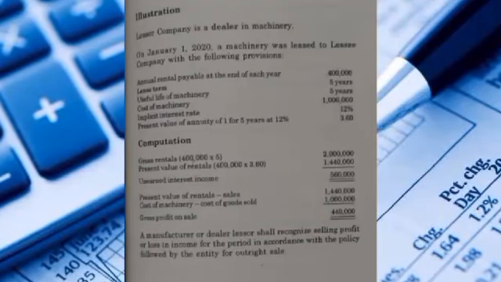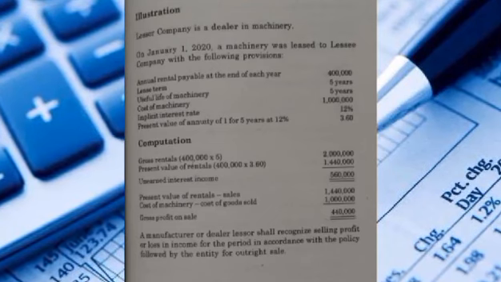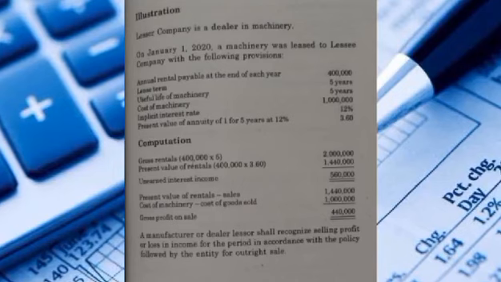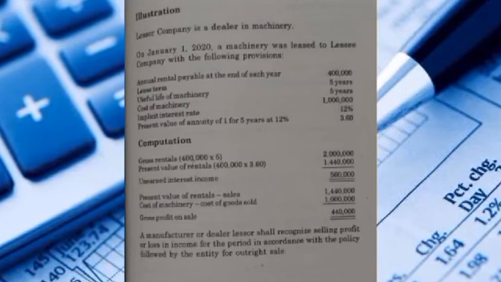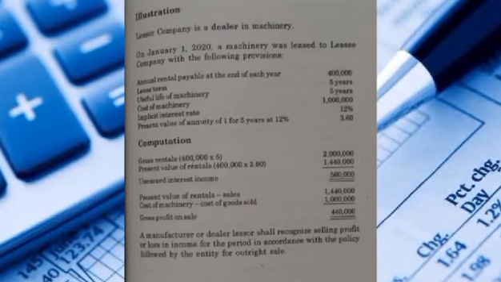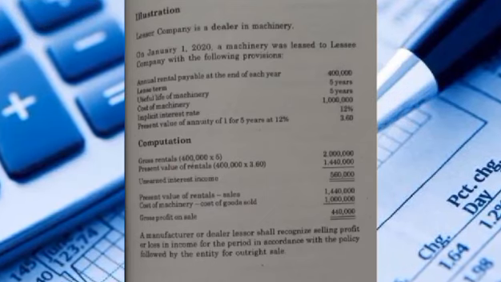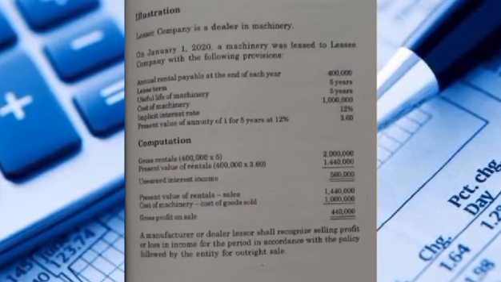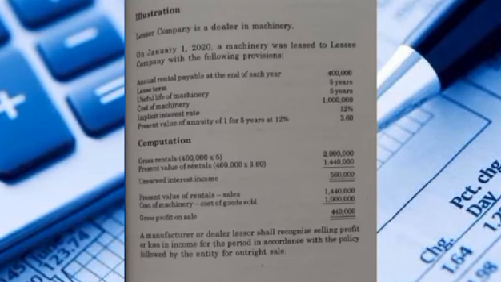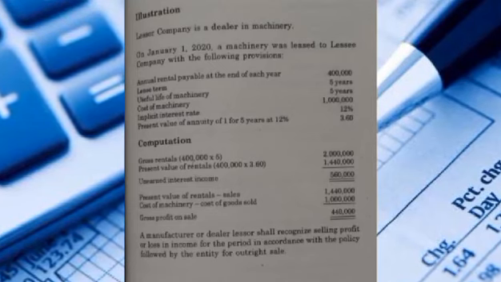Illustration. Lessor Company is a dealer in machinery. On January 1, 2020, a machinery was leased to Lessee Company with the following provisions. Annual rental payable at the end of each year is 400,000. Lease term is 5 years. Useful life of machinery is 5 years. Cost of machinery is 1 million. Implicit interest rate is 12%, and the present value of annuity of 1 for 5 years at 12% is 3.60.